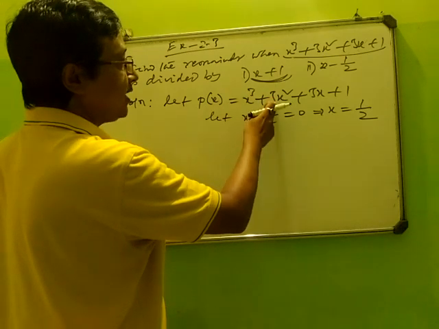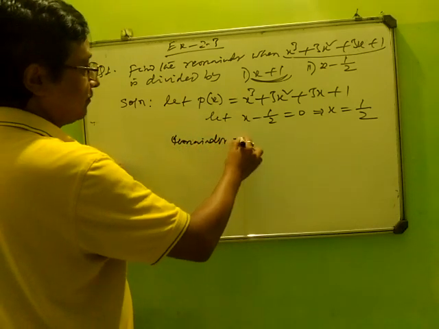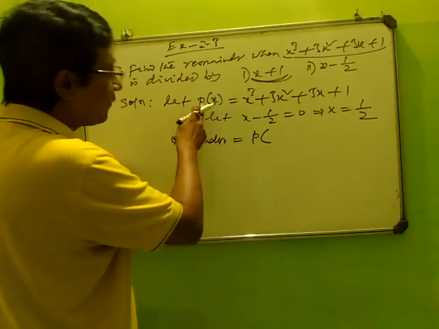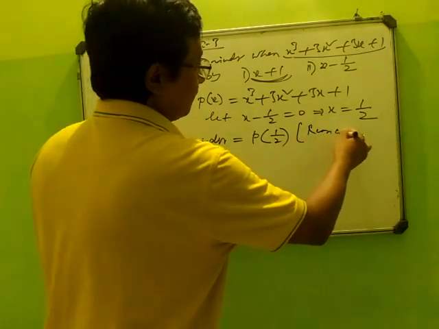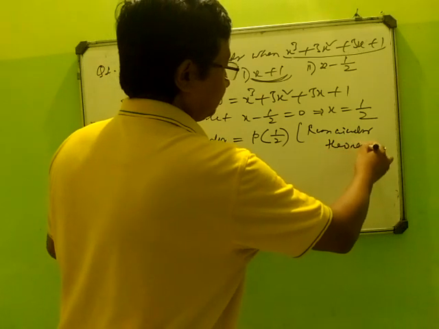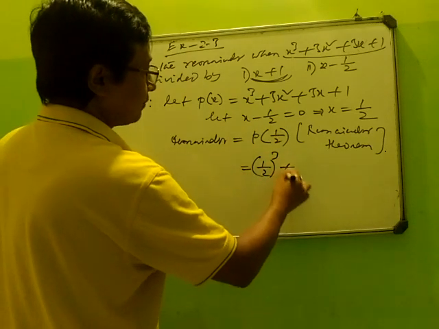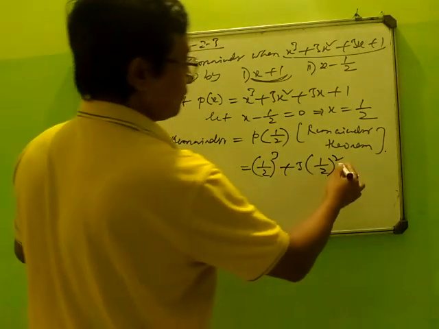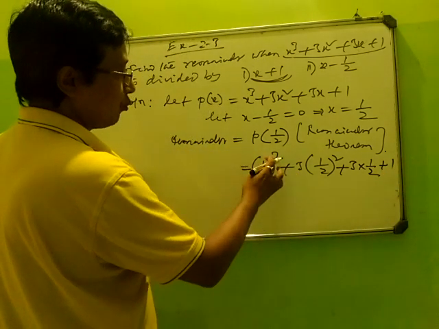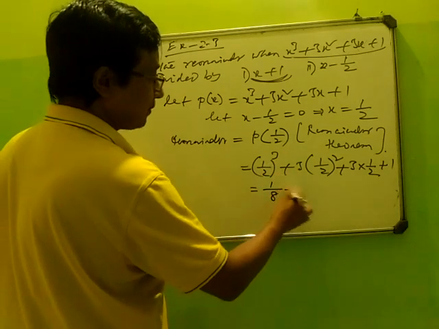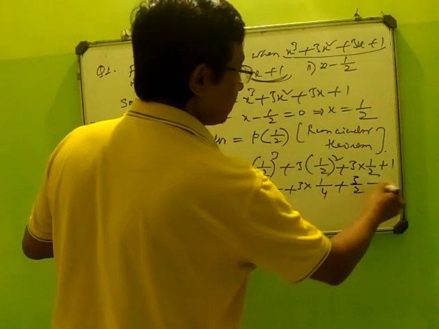As you replace x by half, all this x will be half. So 1 by 2 whole cube, 3 into 1 by 2 whole square, plus 3 into half plus 1. So the remainder equals P of half. How did you get this remainder? Using the remainder theorem. So now it will be 1 by 2 whole cube plus 3 into 1 by 2 whole square plus 3 into half plus 1. Let us simplify. 1 cube is 1, 2 cube is 8, plus 3 into 1 square is 1, 2 square is 4, plus 3 by 2 plus 1.